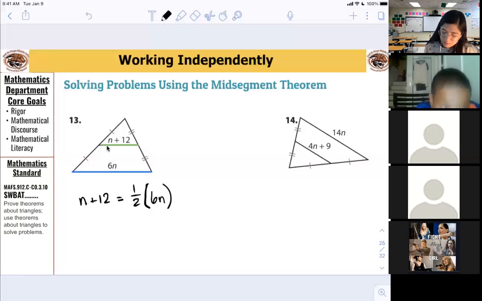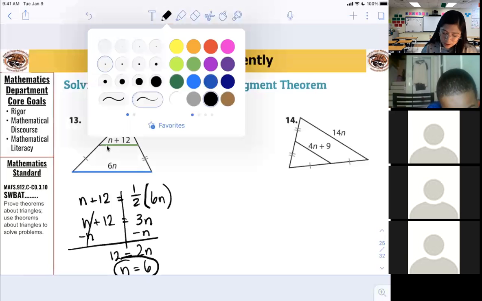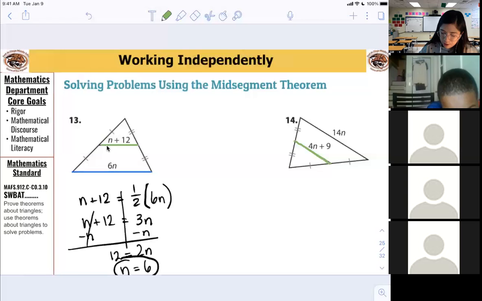What's 1/2 of 6? 3. What do I do to get n by itself? Minus n. What's 3n minus n? 2n. Divide both sides by 2, what do I get? 6. That should not have been difficult. If you had an issue with it, check your work and make sure you're doing it correctly. Because again, this should not be hard.